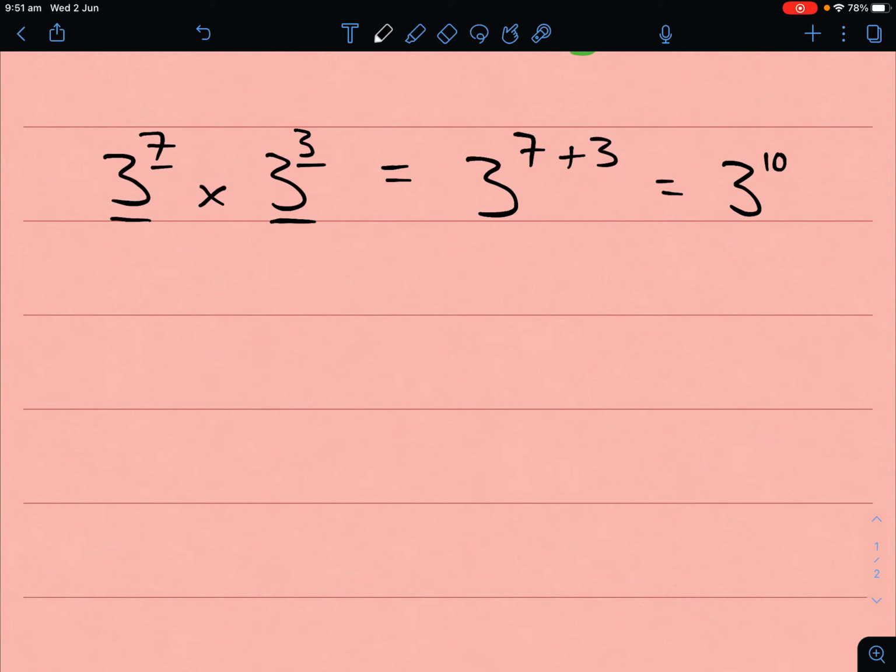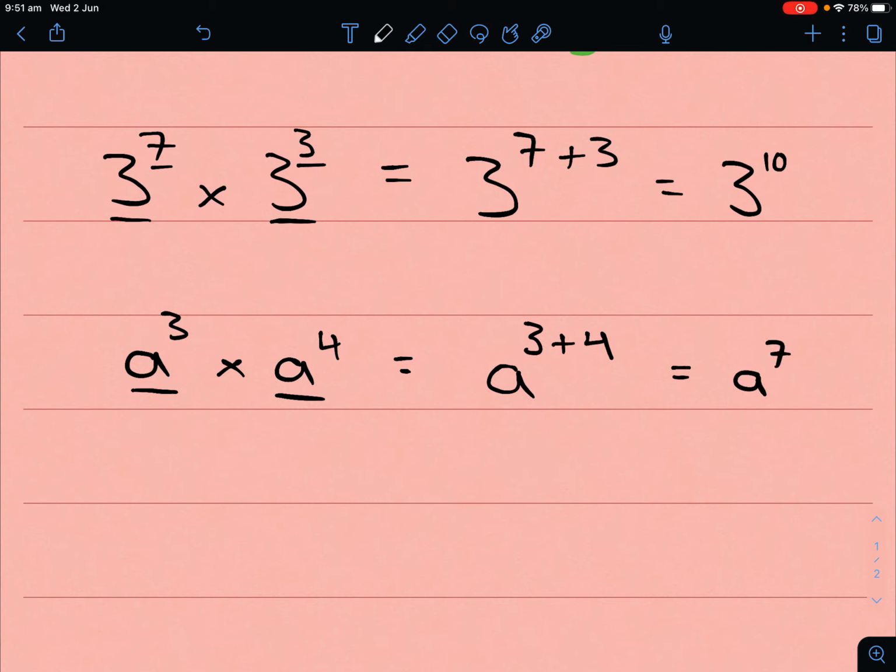Let's have a look at one which uses algebra. So if we have a to the 3 times a to the 4, then even though we don't know what a is, we know that a is the same number. A represents the same number. So it still fits our law, and so over here we can write our base number of a. We're going to add the powers, and so we get a to the 7.